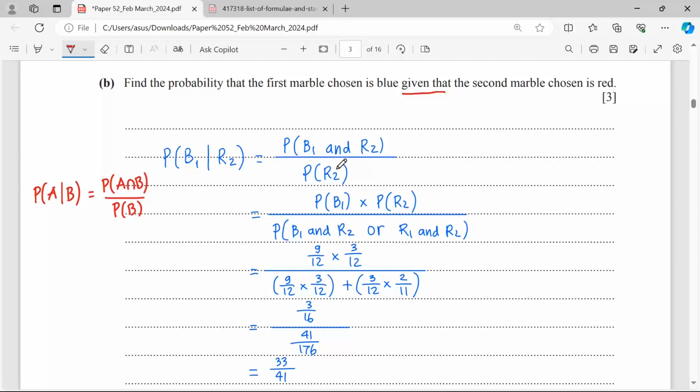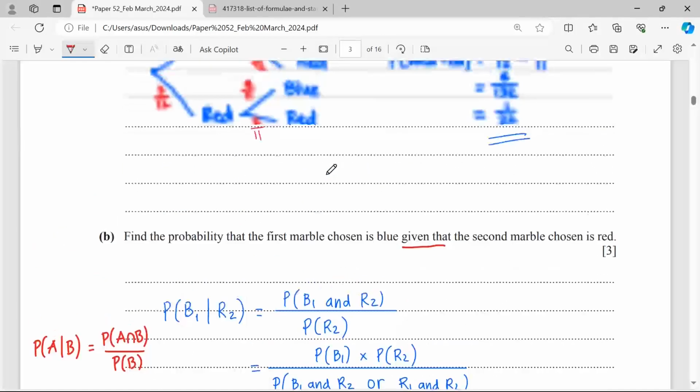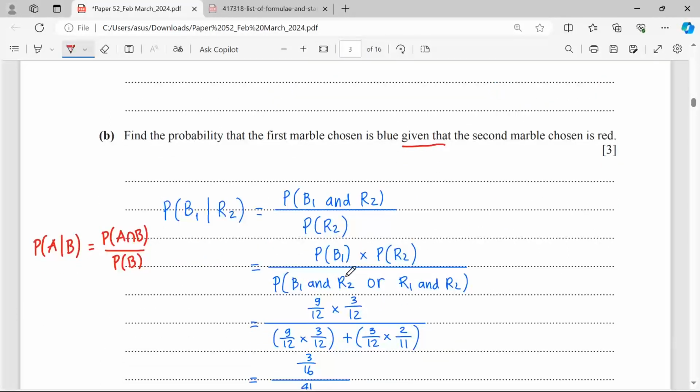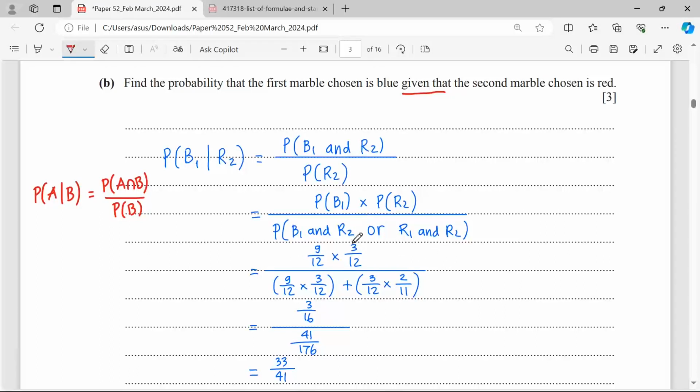How about the bottom one here, probability of R2? Probability of R2 in this case means that the second marble chosen is red. You can see from our tree diagram, if you want to get a red marble for the second marble, you can have this one and also this one. The first marble is blue and the second is red, or the first is red and the second is also red. That's why I write B1 and R2, or R1 and R2. And you can just plug in the probability values. Here, 9 over 12 multiplied by 3 over 12.